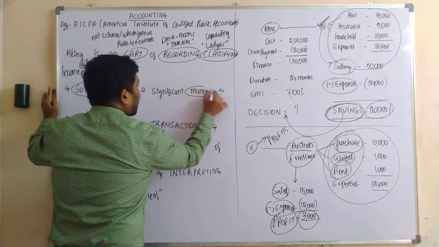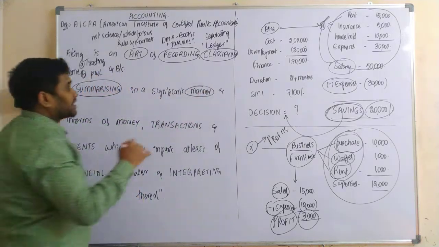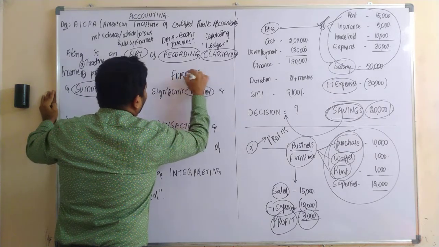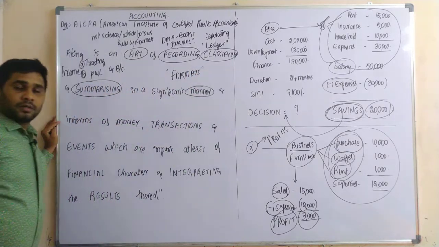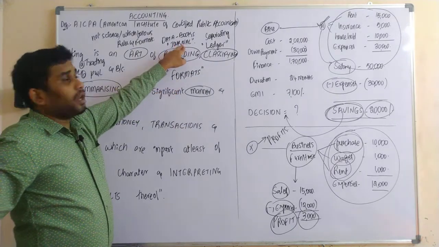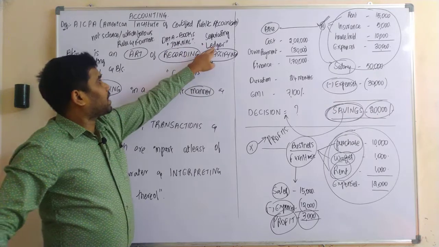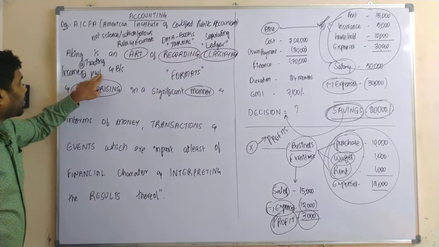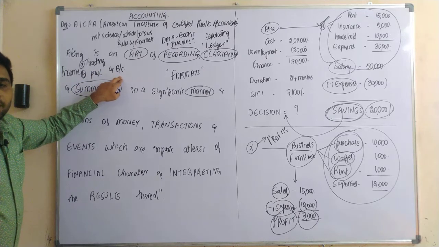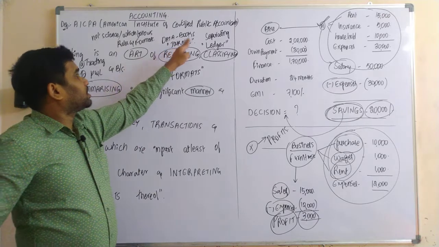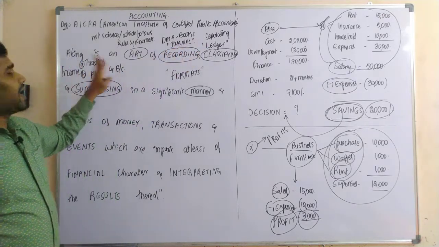In a significant manner. Sir, what is the meaning of significant manner? Significant manner is nothing but following the formats. Sir, what formats? You have a format for your journal, a format for ledger, and a format for preparation of trading, P&L and balance sheet, which you are supposed to follow. So by following these formats, you are supposed to prepare your journal, your ledger, your trading, P&L and balance sheet.